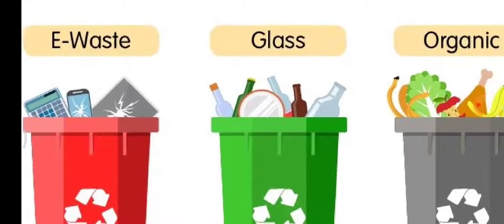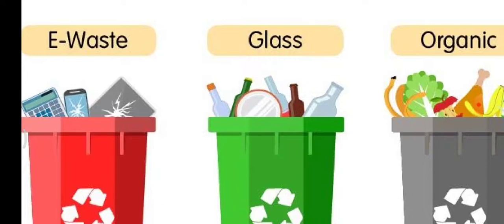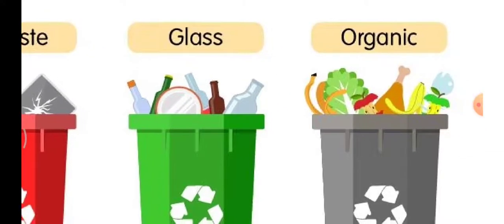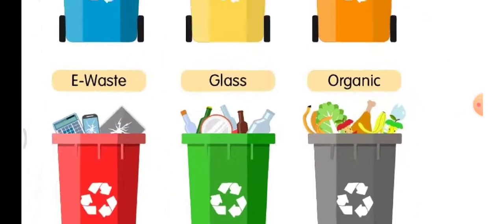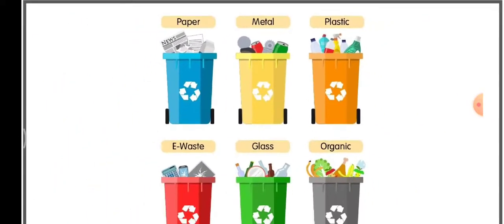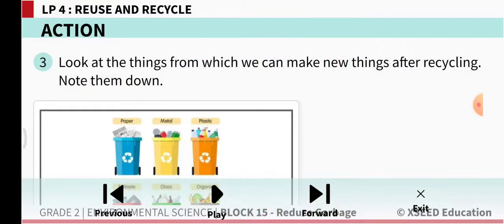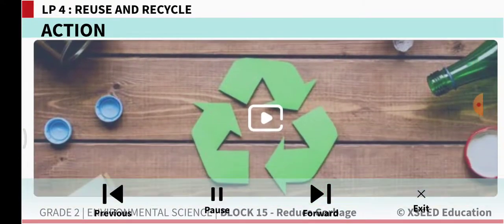Then glass can be recycled and made into new glass items. Organic waste from plants and animals can be used to make compost for plants. You can bury these in the soil and the compost can be used for plant growth. Let us watch this video.